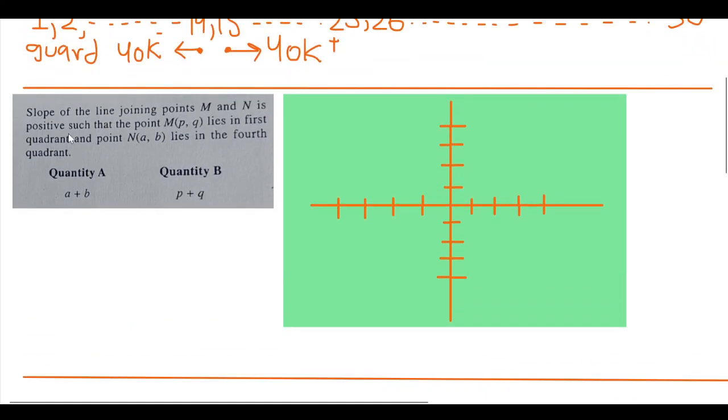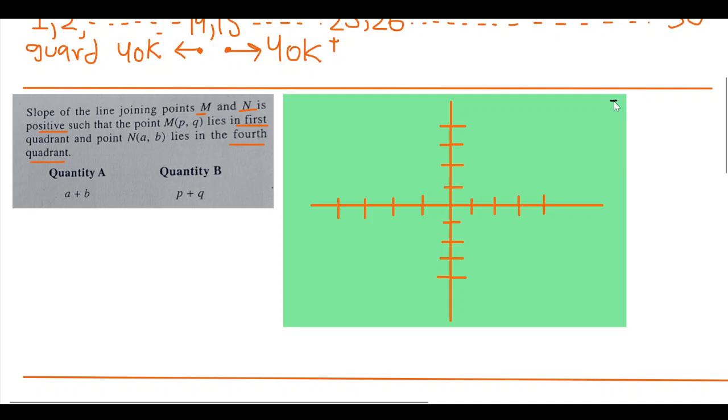Slope of the line joining points M and N. So there are two points and the slope is positive. There's a positive slope such that the point M with coordinates (P, Q) lies in the first quadrant, and a point N with coordinates (A, B) lies in the fourth quadrant. There's a lot of information here. Let's try to break it down.